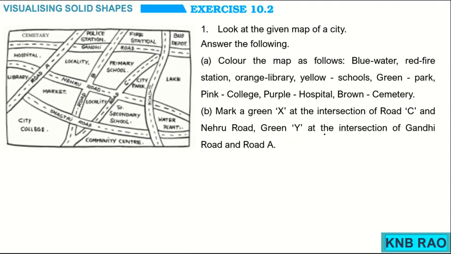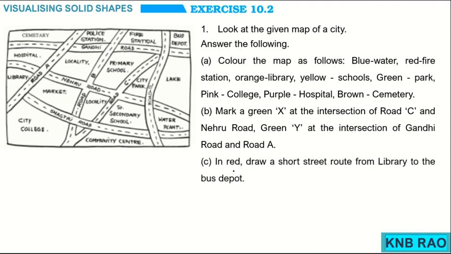Same green Y to be marked at the intersection of Gandhi Road with road A. Okay, this is another work which you have to do. Question number C. You have to color red, draw a short street route from library to the bus depot. You have to draw bus depot to library or library to the bus depot, the shortest route. Okay, these are the works to be done. I am giving it as homework.